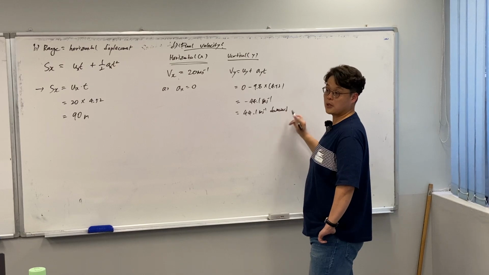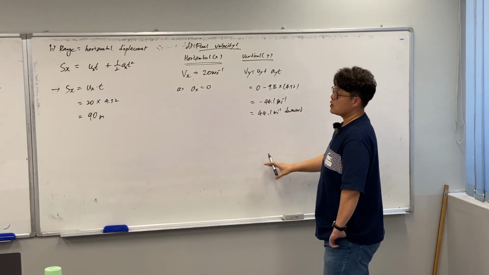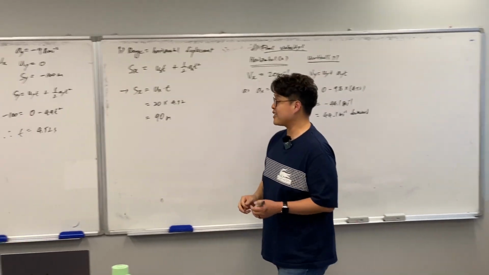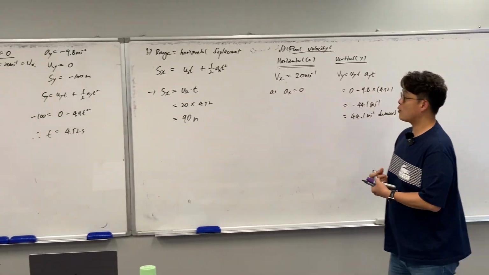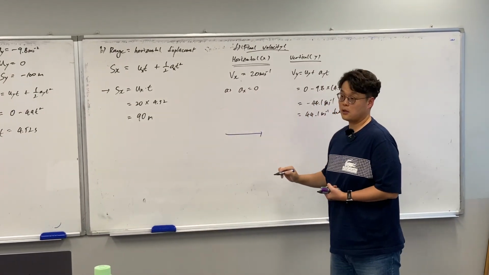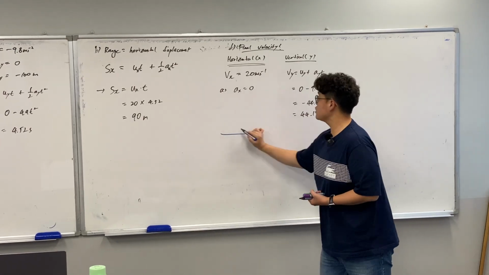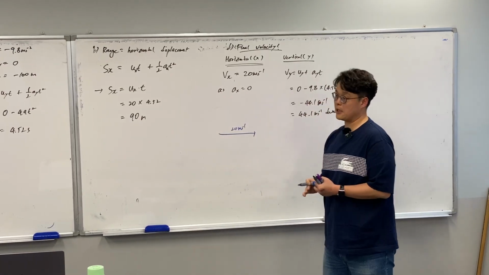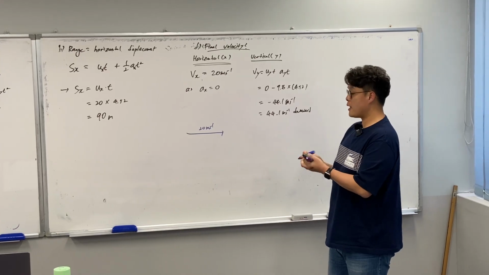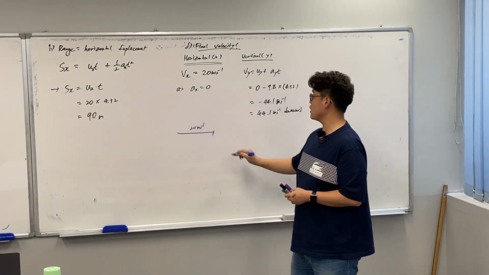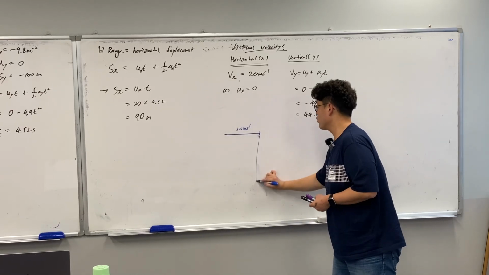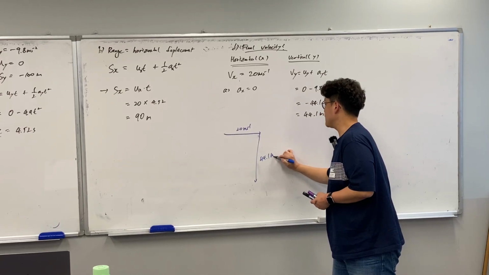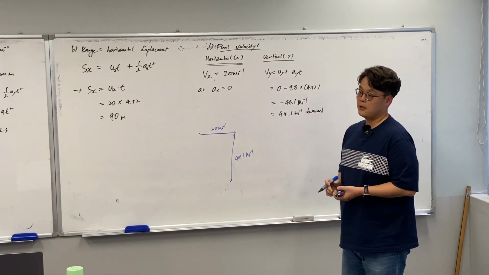Easy? Up to here. So, shall we draw that in the vector diagram then? We have a horizontal velocity, which is moving to the right at 20 meters per second. We also have the vertical velocity, which is going downward. I need to draw that longer, 44.1 meters per second.